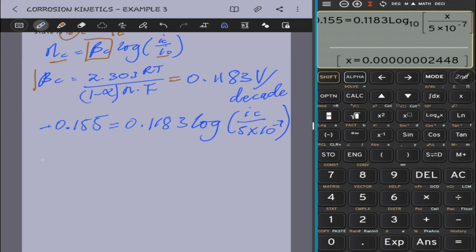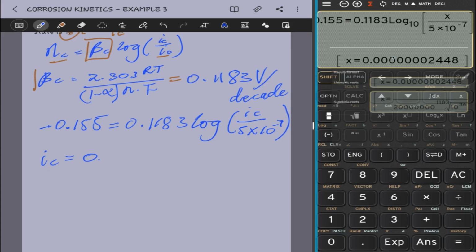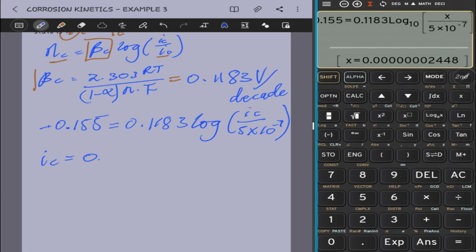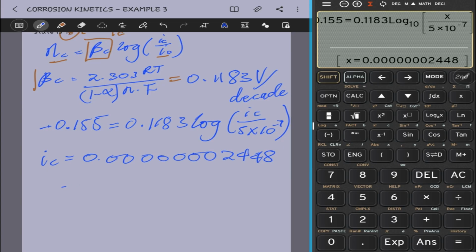That gives us the cathodic current density. If this were a normal calculator, we could have done it straightforward. So we get 2.448 times 10 to the power minus 8.